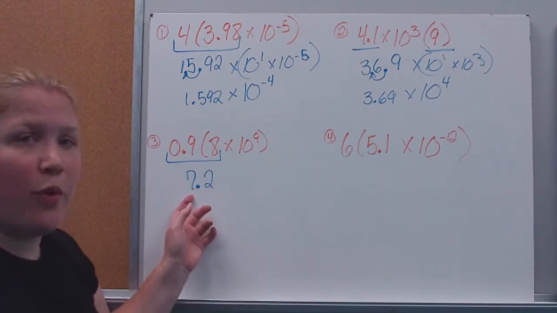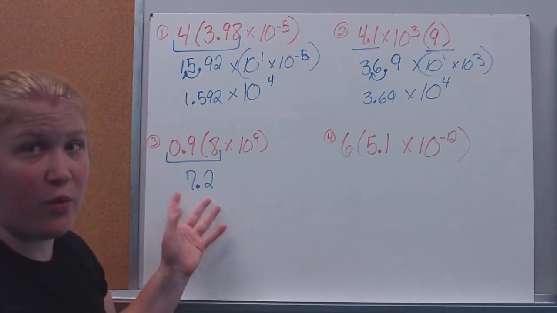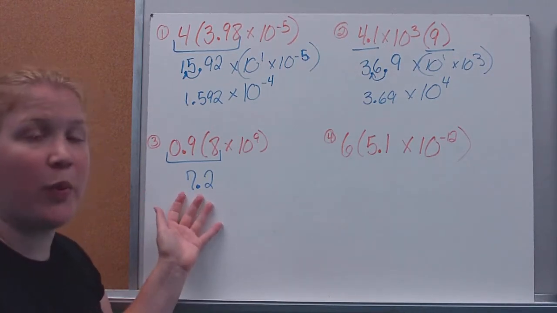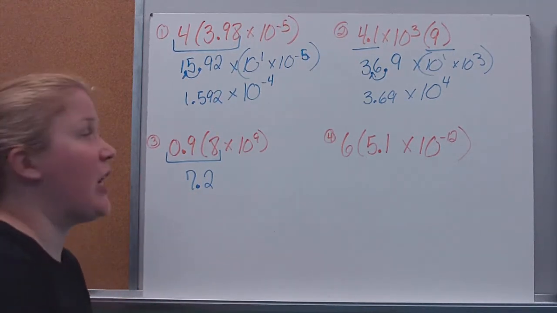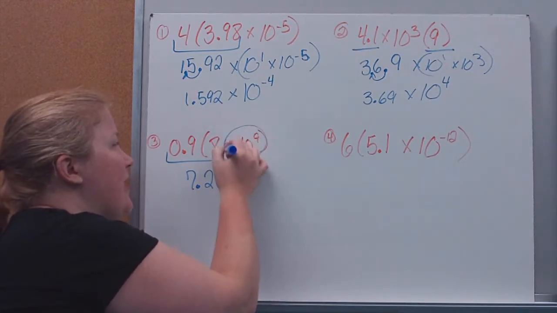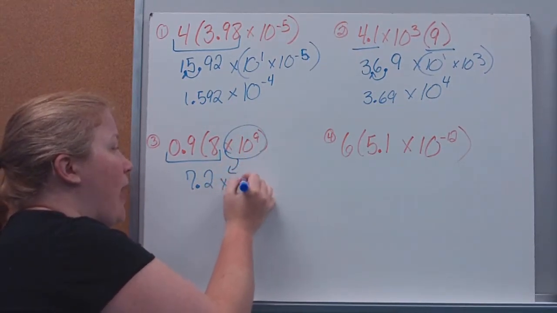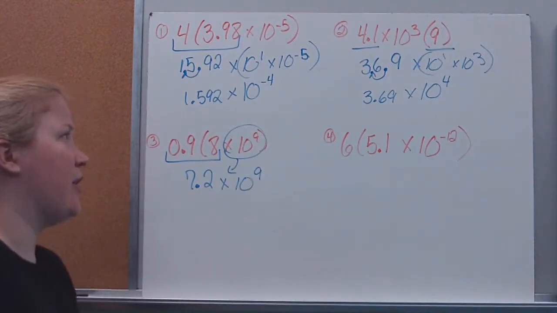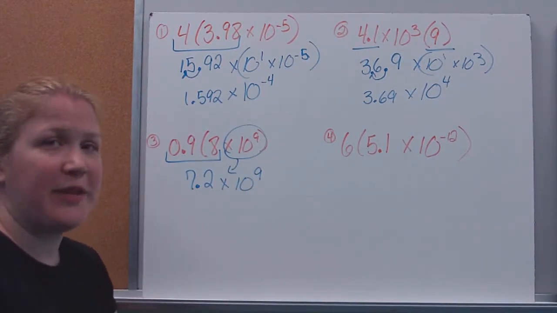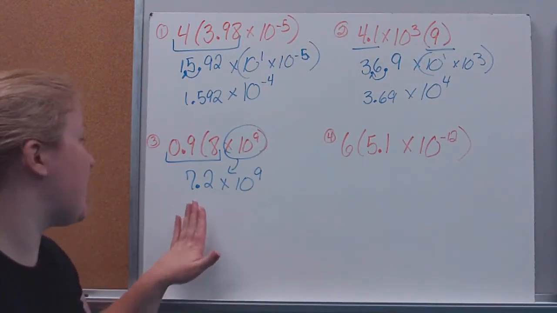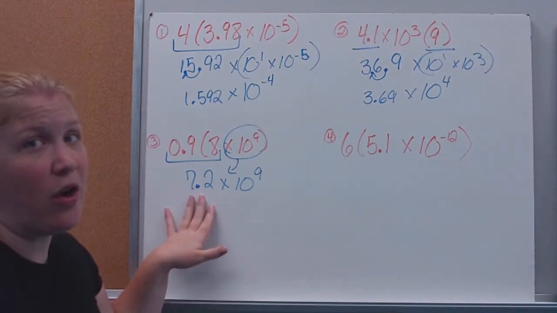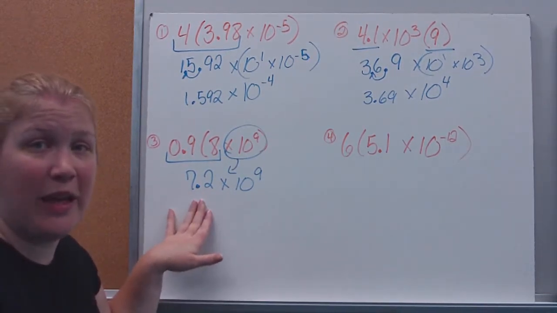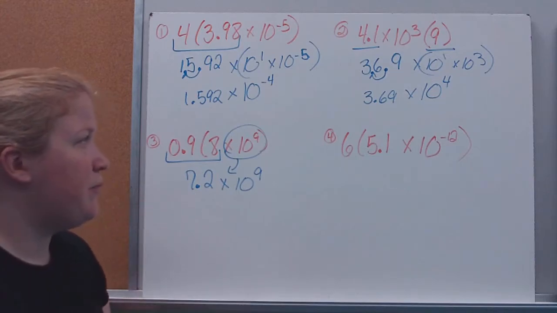What you'll notice, 7.2, this already fits the rules for my first number. This is between 1 and 10, so I don't need to change it at all. All I need to do is take my power of 10 and bring it down here. So this is 7.2 times 10 to the 9th. That one was nice and easy because I didn't have to convert this number. It already fit into what I needed it to be for scientific notation.